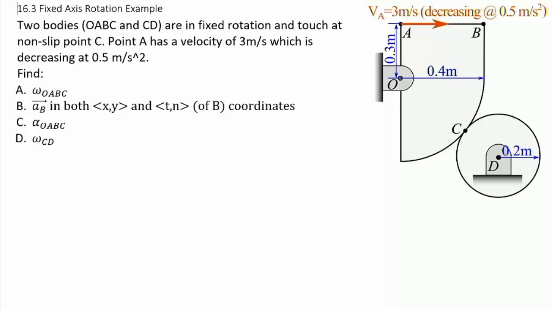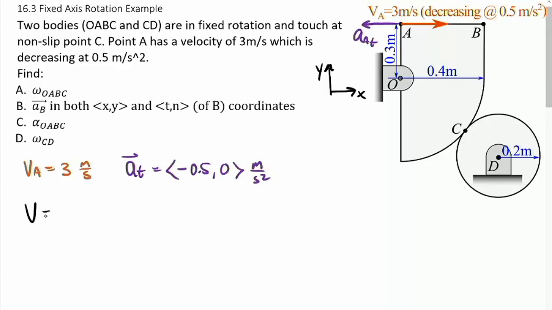So the things we're looking to solve for: first, we're going to find the angular velocity of the upper left body, OABC. Next, we're going to find the acceleration of point B in the upper right corner in both xy and tangent normal coordinates. The tangent normal coordinates are of point B as it rotates around point O. The third thing we'll find is the angular acceleration of that same body. And the fourth is the angular velocity of the other body, CD.